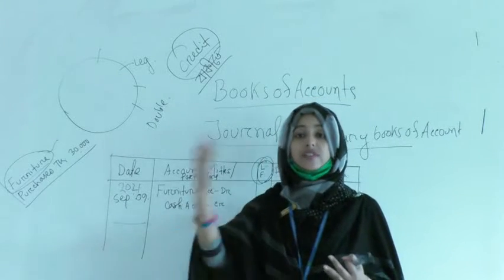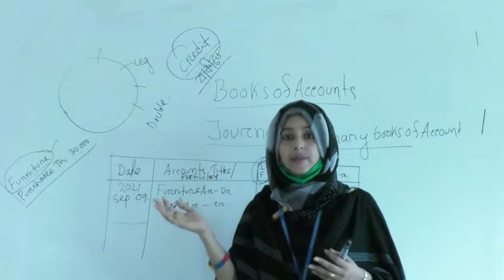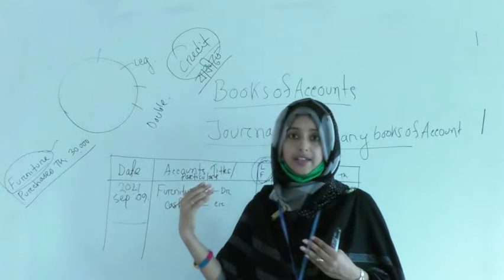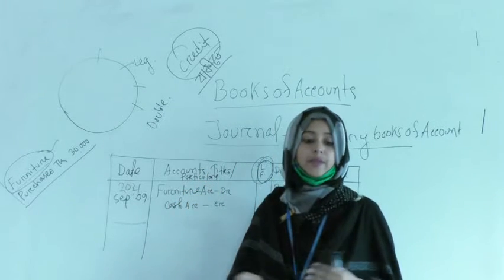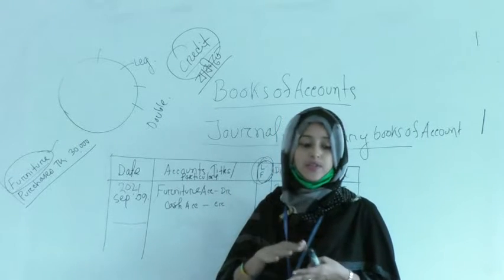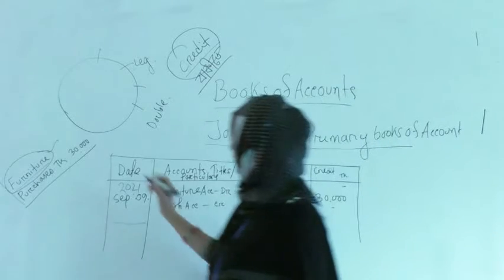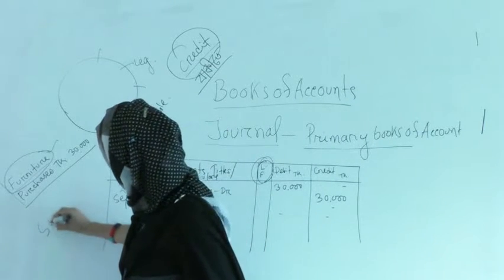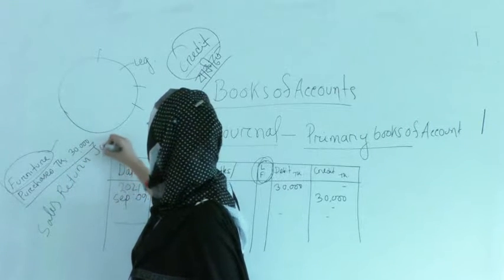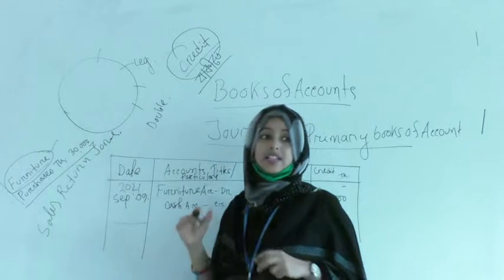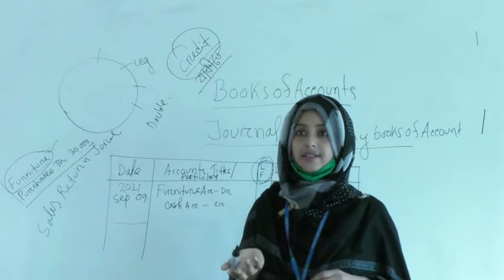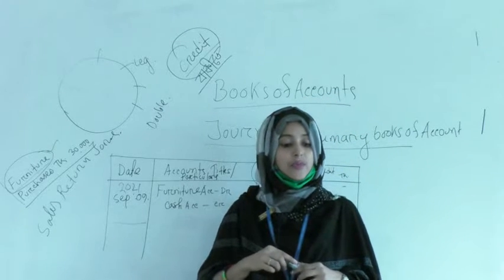Purchase return journal. Goods purchased on credit but returned. If we return something that we bought on credit, got my point? Goods purchased on credit but returned are recorded in this type of journal, the purchase return journal. Then the sales return journal. Goods sold on credit but returned. Clear? Are recorded in this type of journal.